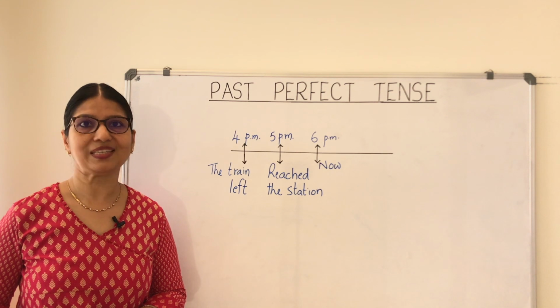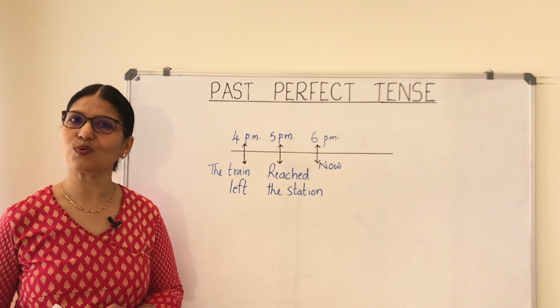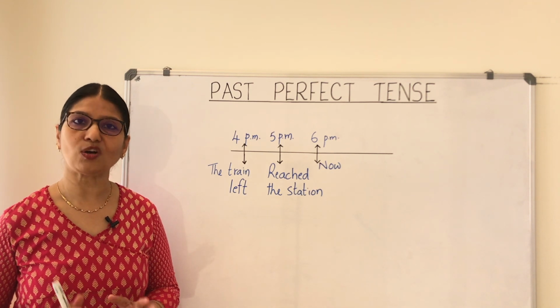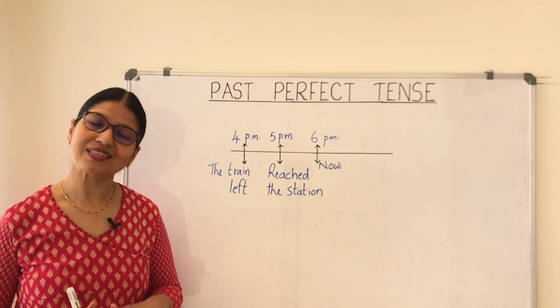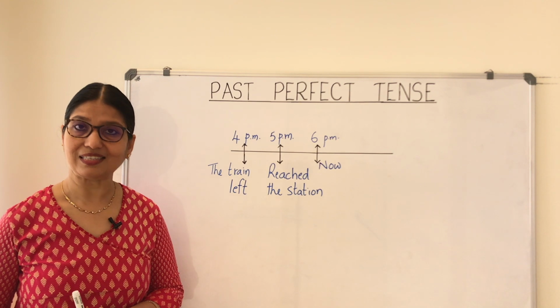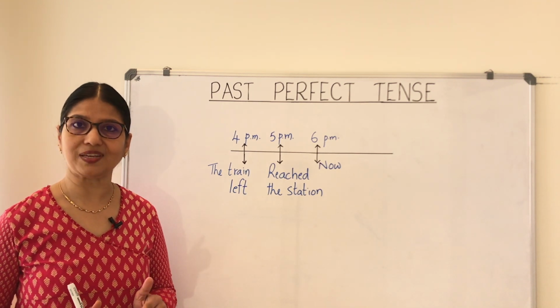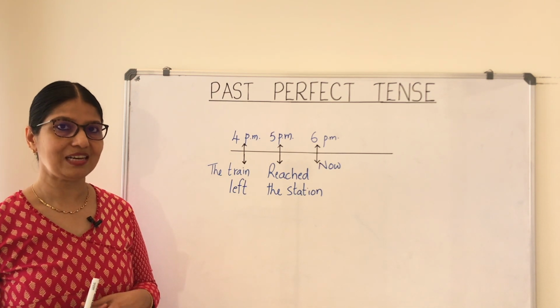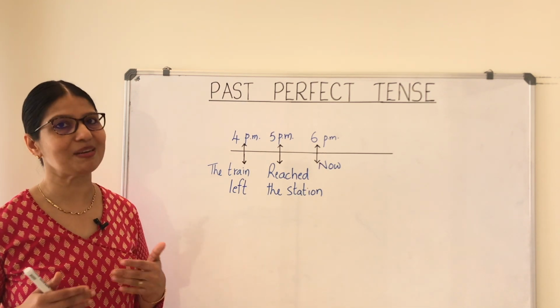Compared to the present perfect tenses, the past perfect tense is quite an easy tense to understand and to use. This tense talks about the past in the past. That is, it's used to refer to an event that happened before another event in the past. Let me use this timeline to explain it better.